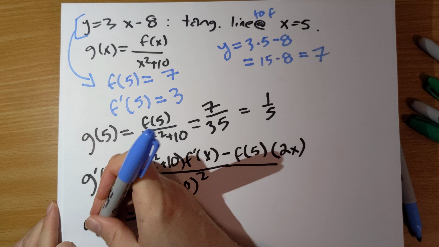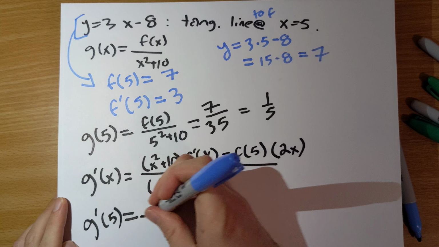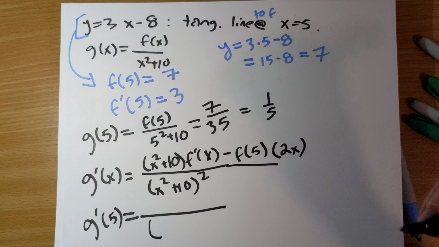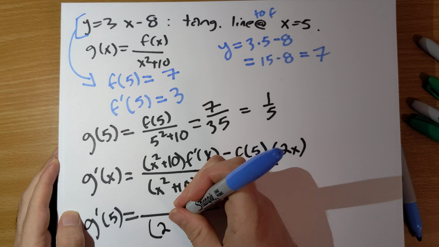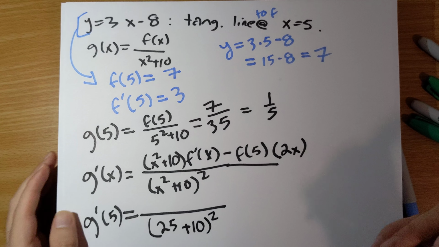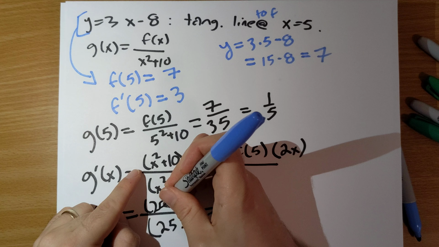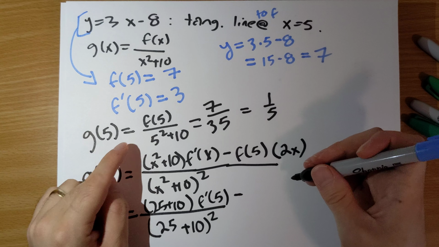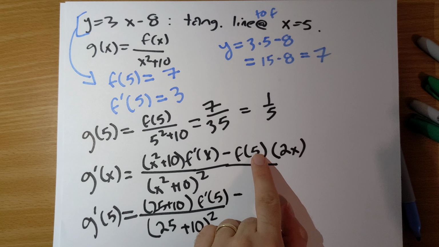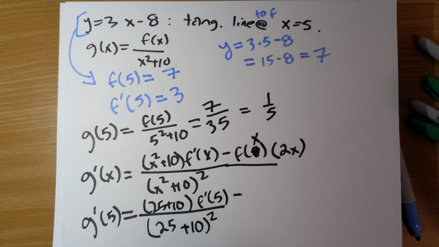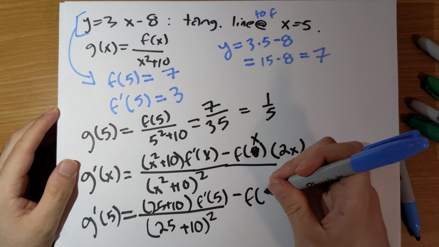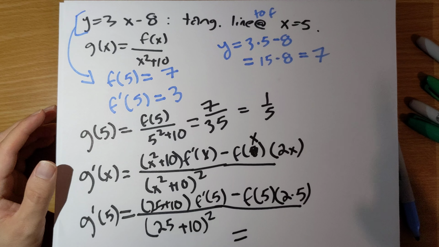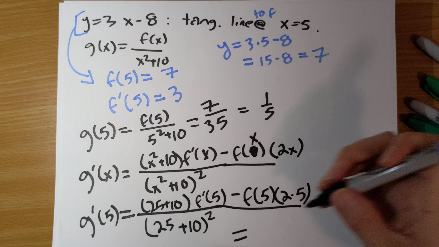And so now we're being asked for g prime of 5, we just have to plop in everything here. So g prime of 5, everywhere we see an x, we put a 5. Downstairs is 25 plus 10 squared. Upstairs is 25 plus 10 times f prime of 5 minus, that shouldn't have been an f of 5, that should have been an f of x, but now we go ahead and put in f of 5 times 2 times 5.